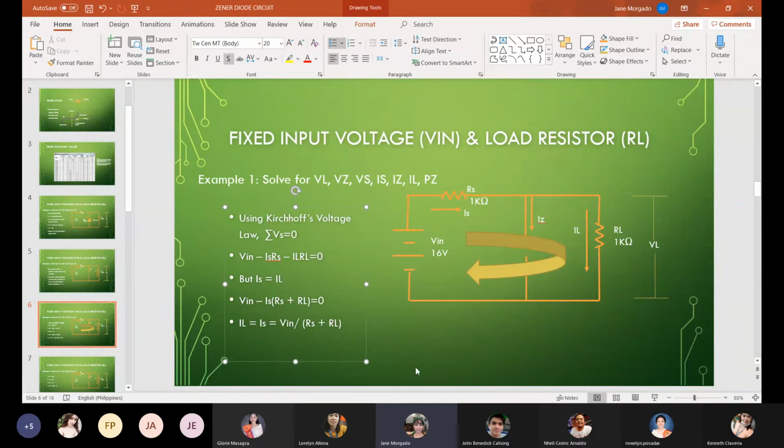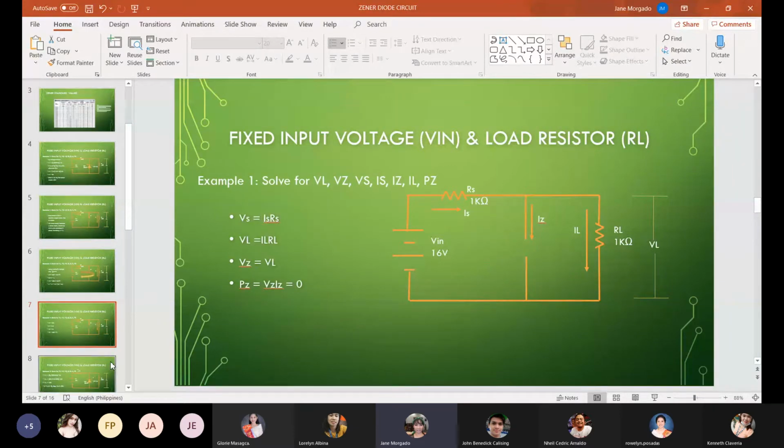Okay, but IS is equal to IL because they are actually connected in series. So we can factor out IS. So V in minus IS times RS plus RL is equal to 0. Therefore, the current flowing through the circuit is simply equal to V in over the sum of the resistances.